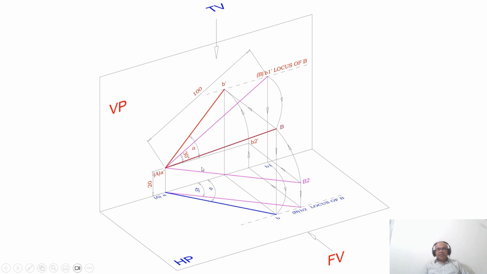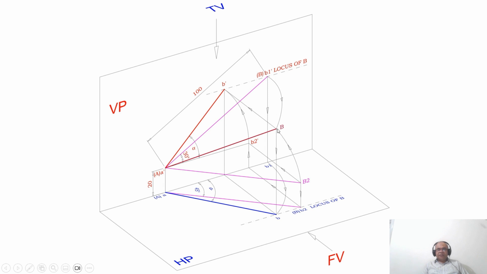With A as center, taking the radius of AB2, when you rotate it in space, because capital A is above HP by 20, capital B2 is also above HP by 20. But because of the true length in the front view being at 30 degrees, this will be the locus of B in the front view. So you are rotating that in space.